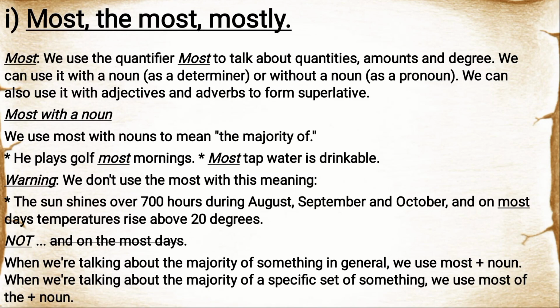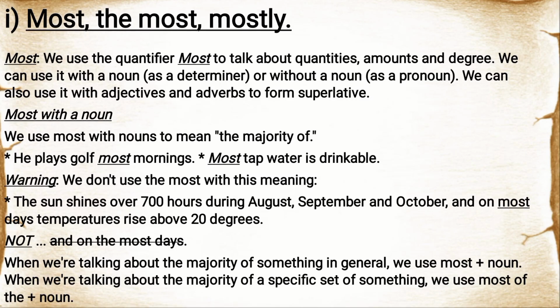He plays golf most mornings. Most tap water is drinkable. Warning, we don't use the most with this meaning. The sun shines over 700 hours during August, September and October, and on most days temperatures rise above 20 degrees. Not, and on the most days.